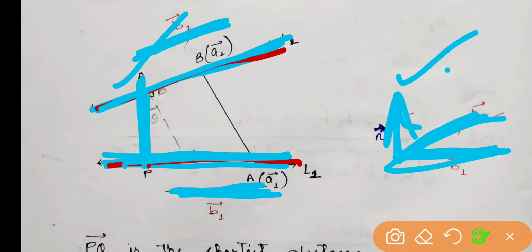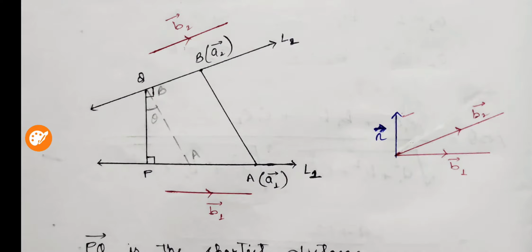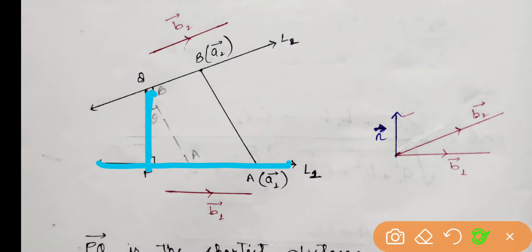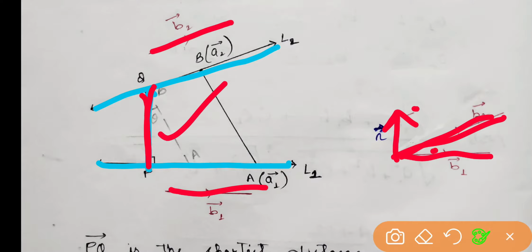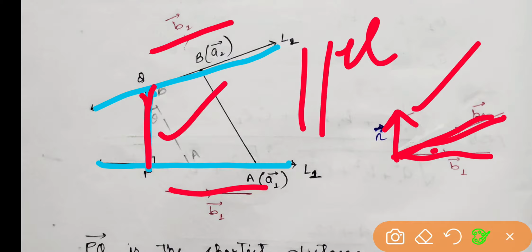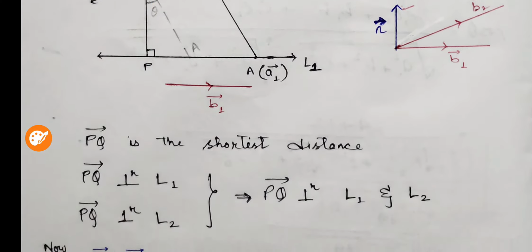This is not visible here, but you can clearly see that if this line is perpendicular to this line and this line, then this line will also be perpendicular to this one and this one. Clear? Then if I take b1 cross b2, I'll get a vector which is perpendicular to both of them. This is also perpendicular to both of them, that means they will be parallel. So now let's proceed.